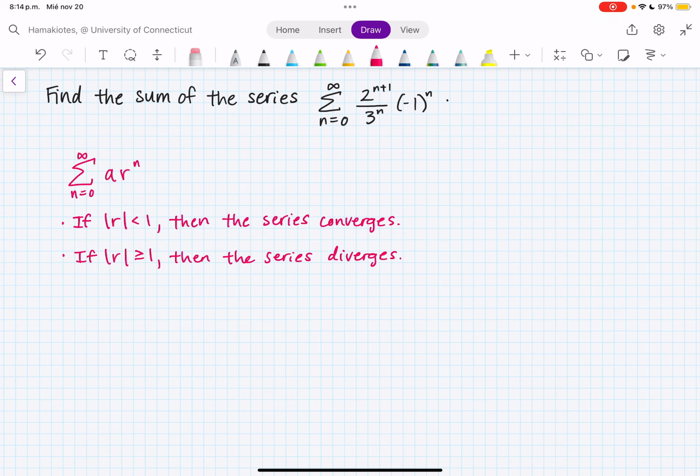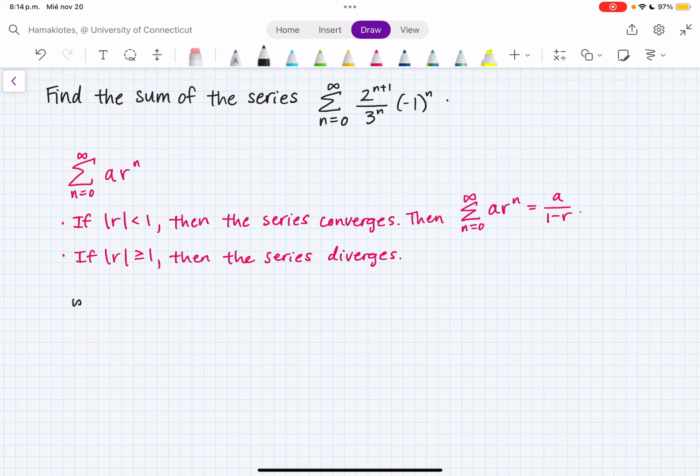Now, if the series converges, then we know that this series equals a over 1 minus r. So we want to find the sum of this given series. So first, let's try to write it in the form of something times something to the n.